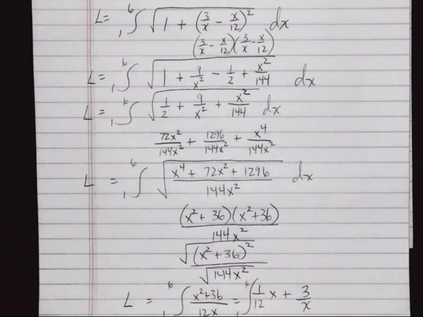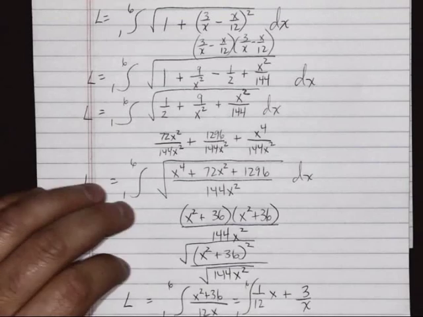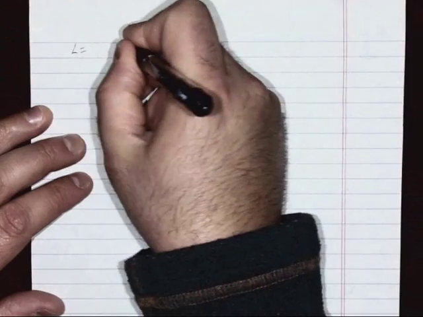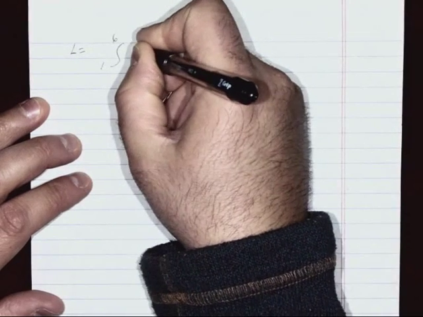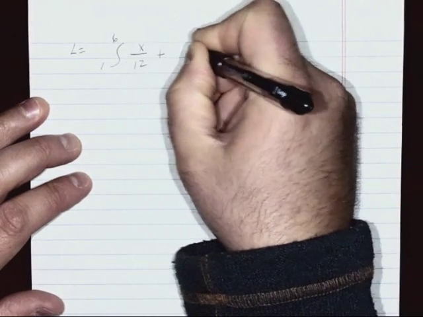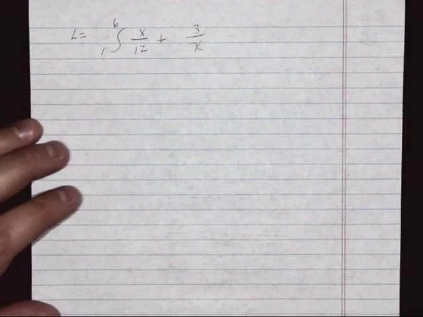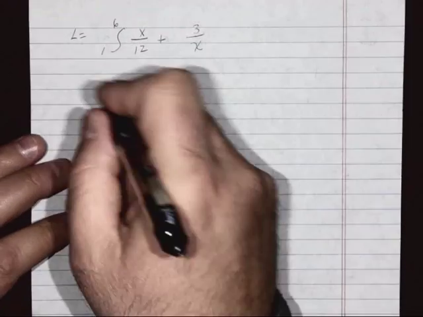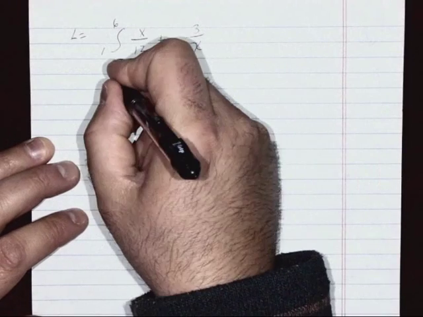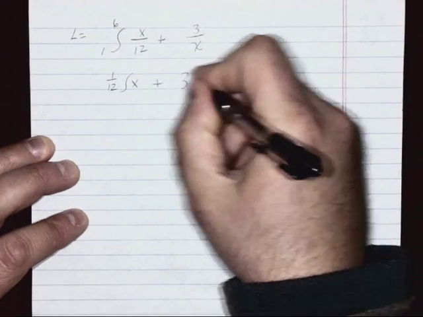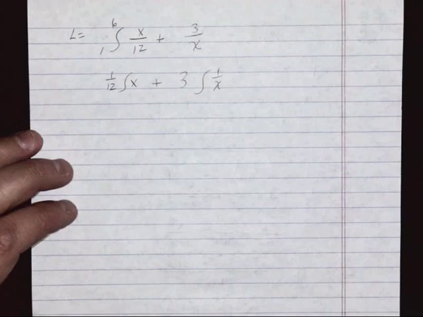Okay, so let me turn to the other side of the paper here. Alright, so we're looking at this. Essentially, we can take the integral separately there. So 1/12 gets pulled out, 3 gets pulled out. So we get that.